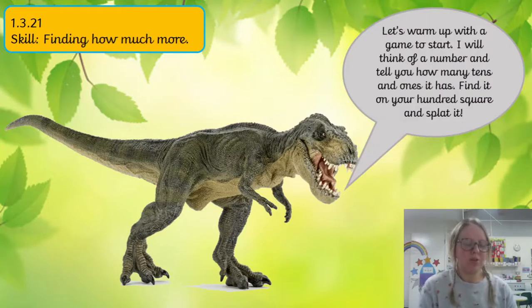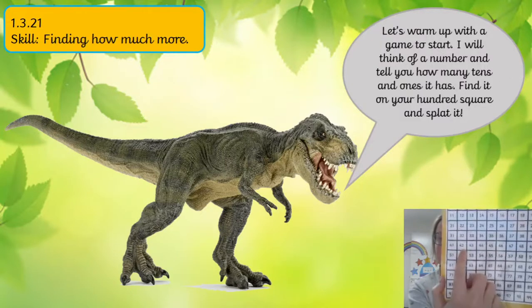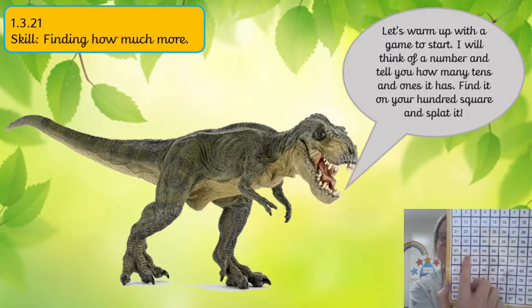Okay, your last number to find has 4 tens and 2 ones. What number is that? Four tens and 2 ones is number 42.